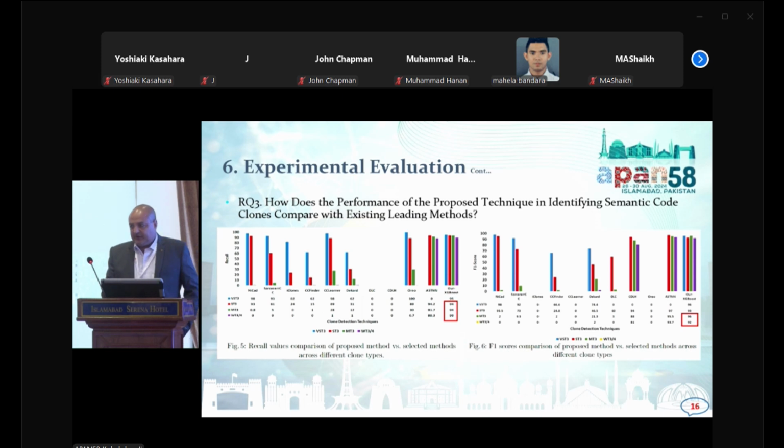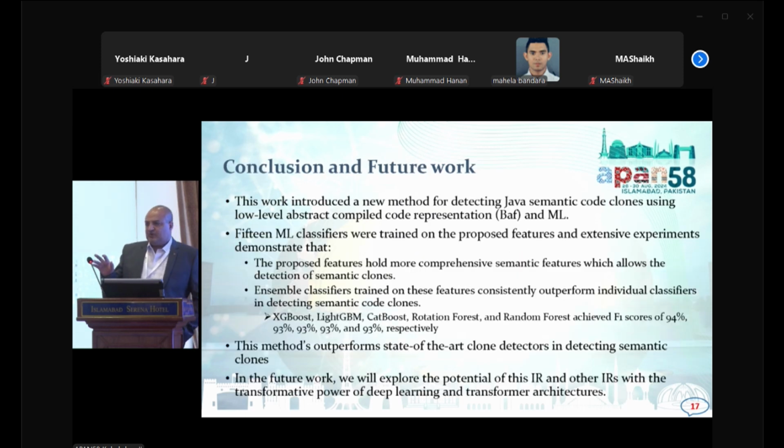In research question 3, we compare the performance of our proposed technique with 10 clone detector techniques in terms of recall and F1. In terms of recall, we can see that our model outperforms other techniques in detecting strongly type 3, moderate type 3, and weak type 3 clones, and also in terms of F1.